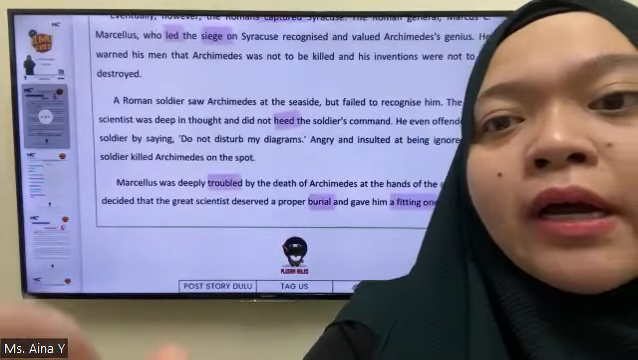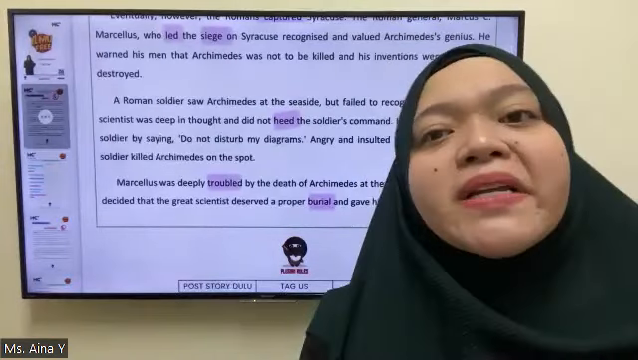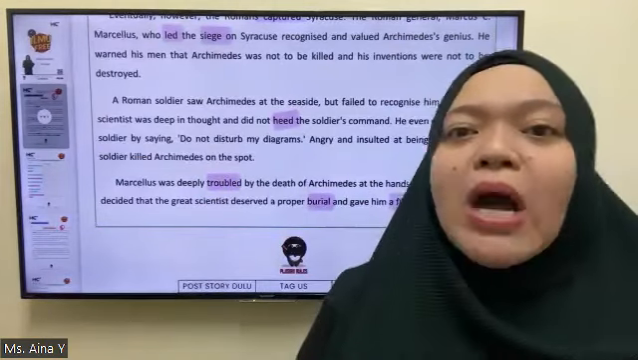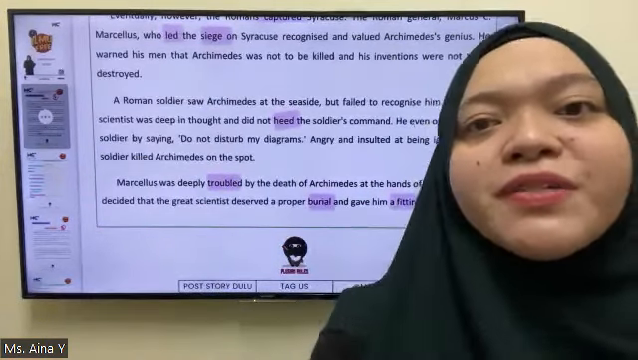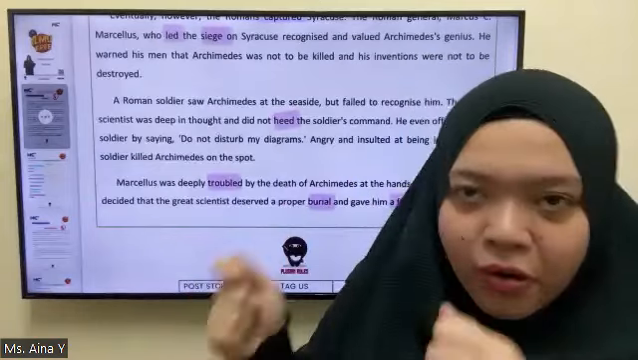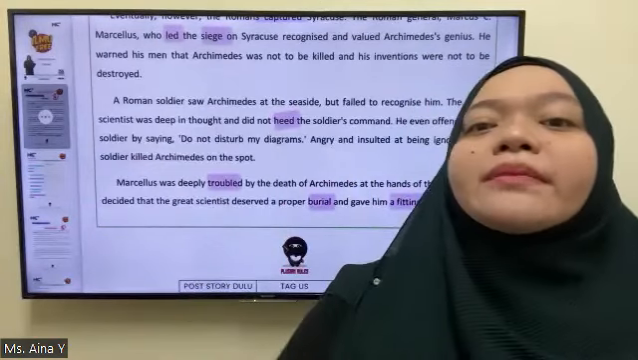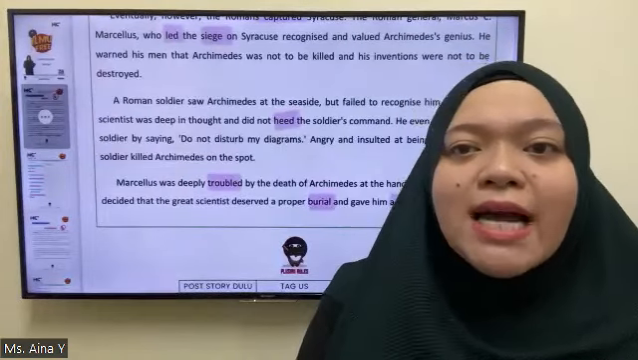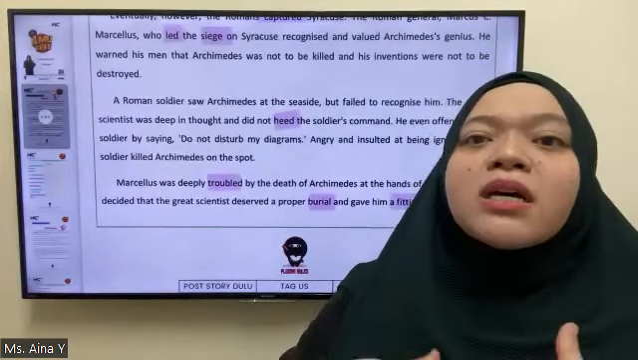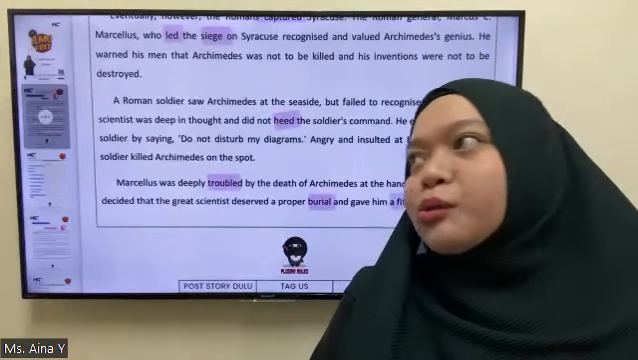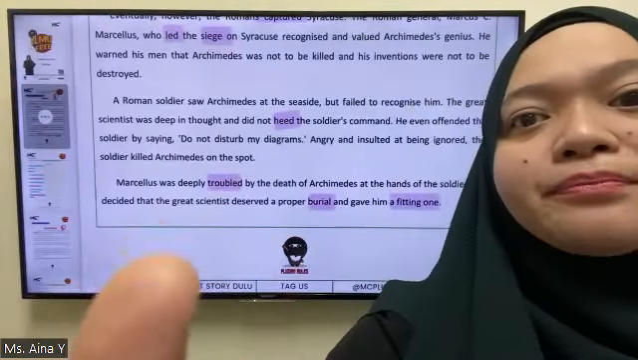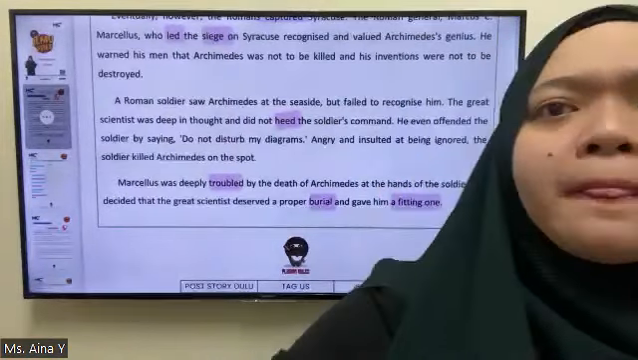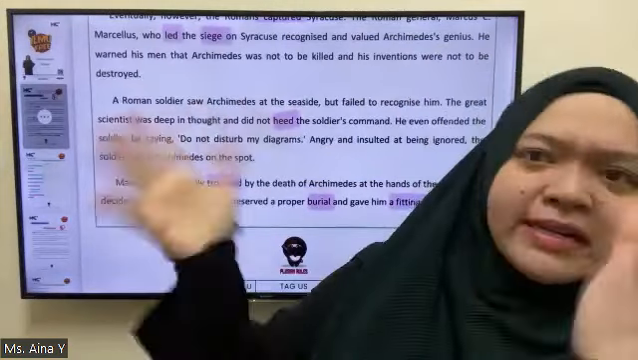Okay. Okay lagi. Insulted tu rasa terhina. Okay. On the spot. Maksudnya dia mati kat situ juga. Itu maksud dia. Killed on the spot, maksudnya orang tu tembak dia, bunuh dia, mati dia kat situ juga. Okay. Insulted, rasa terhina. Invasion tu penjajahan ke teacher? Lebih kurang lah, maksudnya satu attack, satu pencerobohan. Okay. Orang Italy ke Archimedes ni? I don't know, I guess so. Sebab Sicily tu is in Italy.